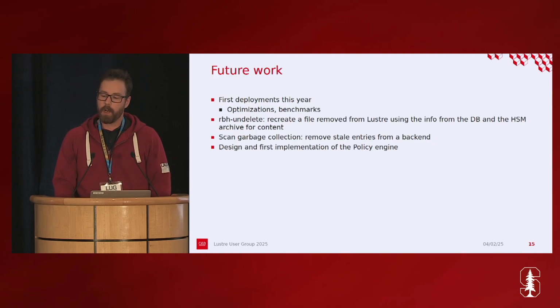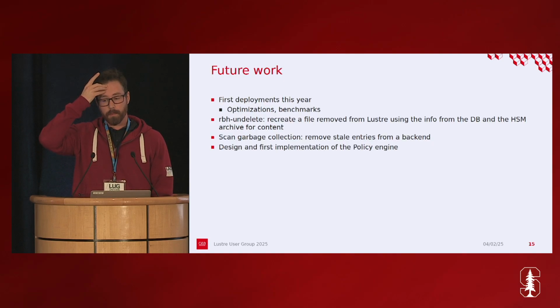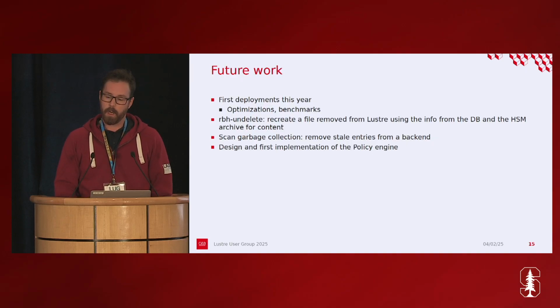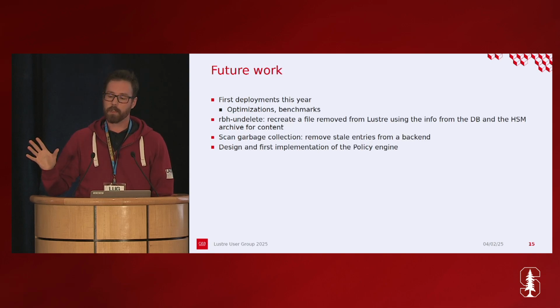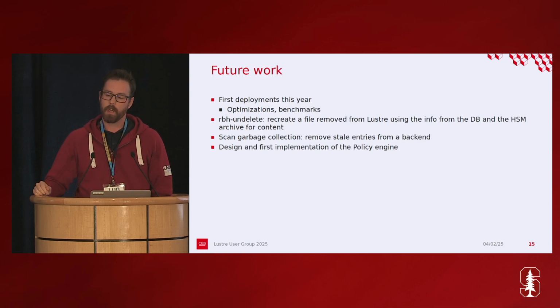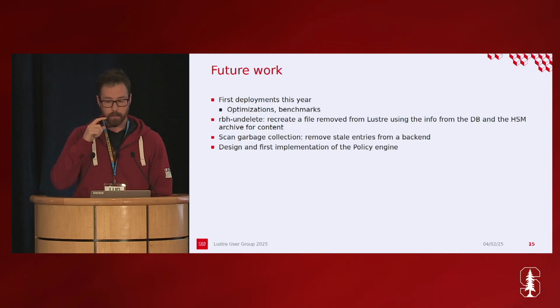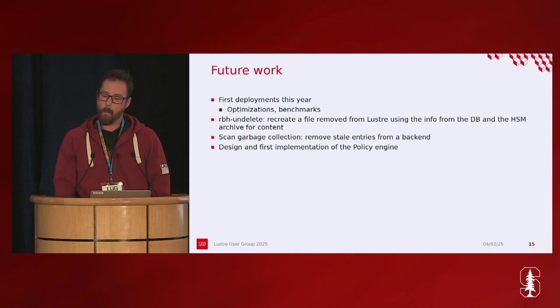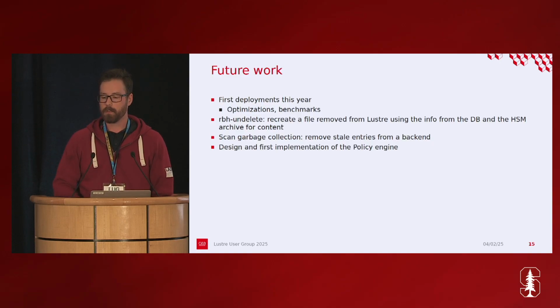if you want to. So what we'll be doing this year on Robinhood 4 is focus on deploying it internally. So we'll be doing a lot of optimizations and benchmarks as well. We've done a few benchmarks in the past, especially for the MPI file util scan. We've been able to reach with MongoDB something like 30,000 inodes per second during the scan phase. But we also need to do benchmarks on RBH FS events, for example, how many change logs we can read per second. And also we have to optimize RBH report as well.